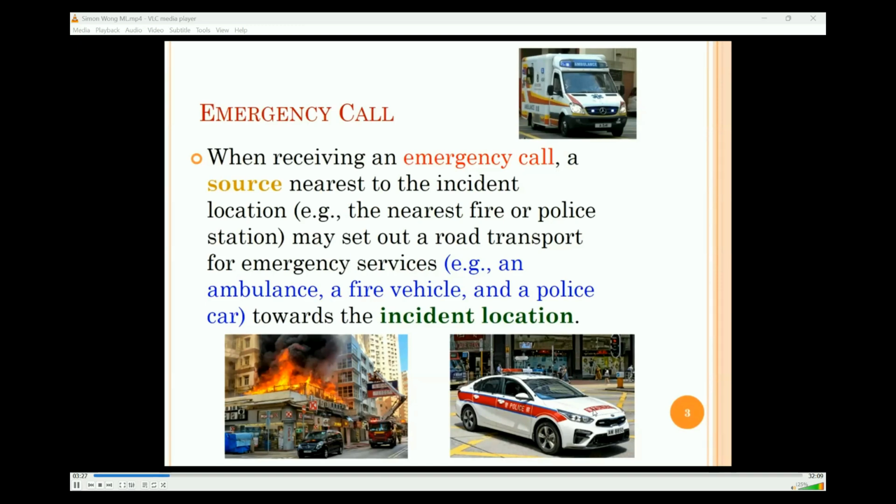When the emergency call center receives an emergency call requesting a transfer for emergency services, they will find out the nearest fire station or nearest police station. What I mean by nearest is that the station is nearest to the incident's location.